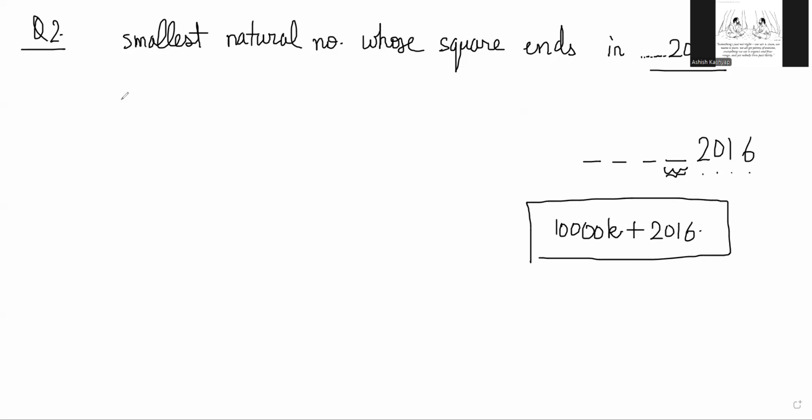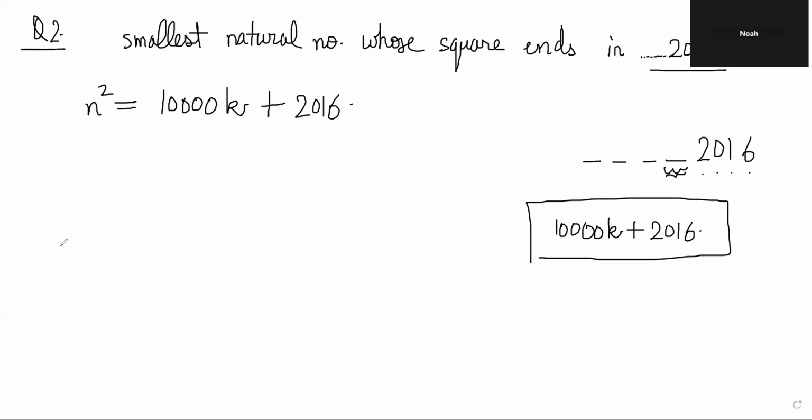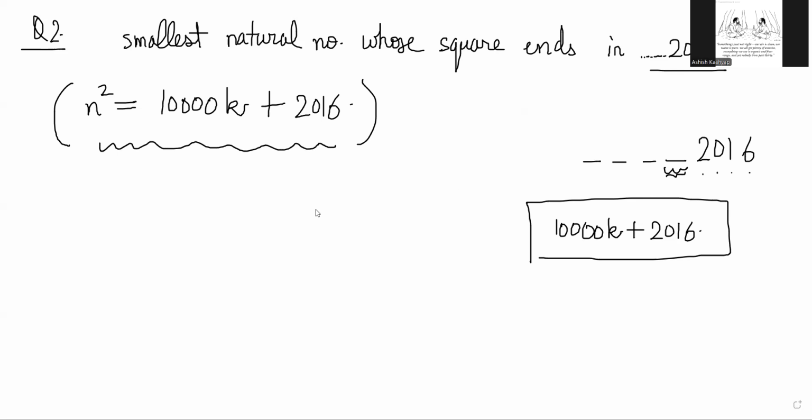So we have to find the smallest number n such that n square is equal to 10,000 k plus 2016. Once you have established this equation, only then can you begin trying to solve it. I hope everyone got to here. Then you can try to solve it and see what you can do. If you haven't gotten the answer yet, try right now. You can try for 4-5 minutes.